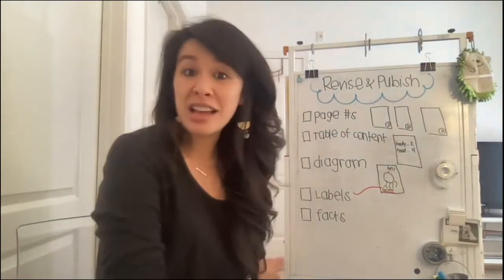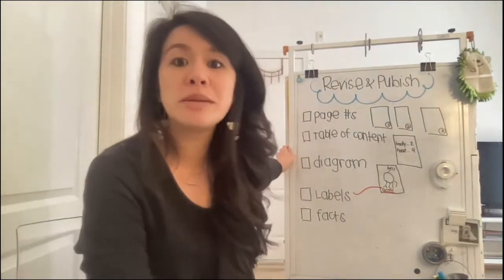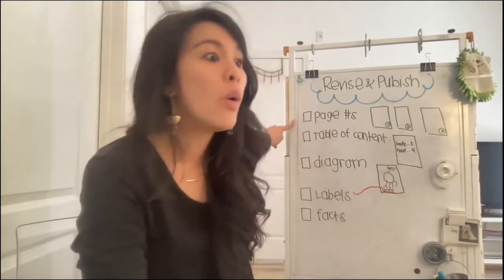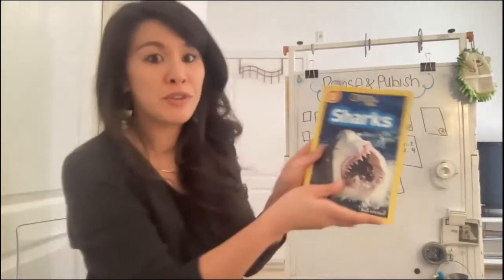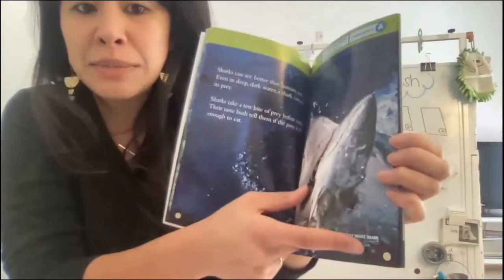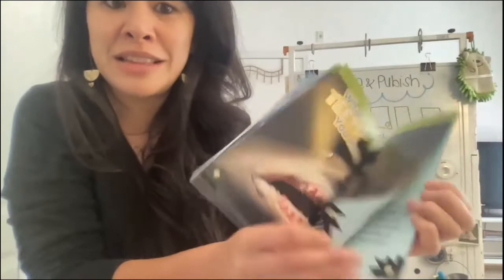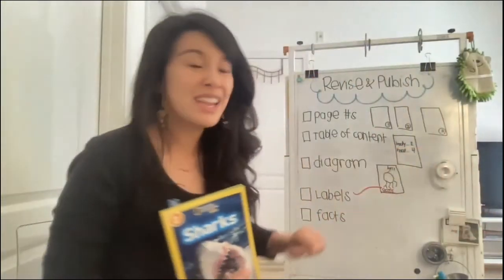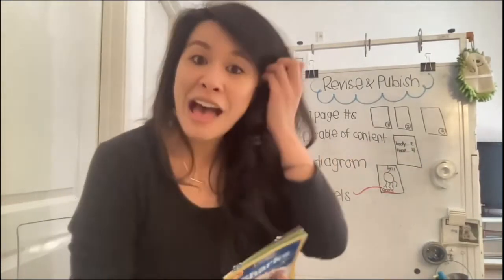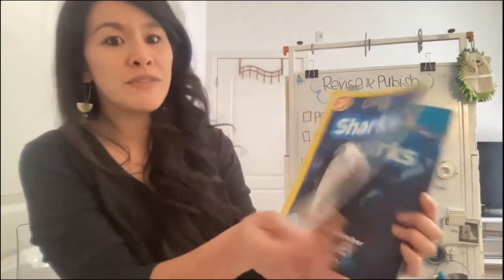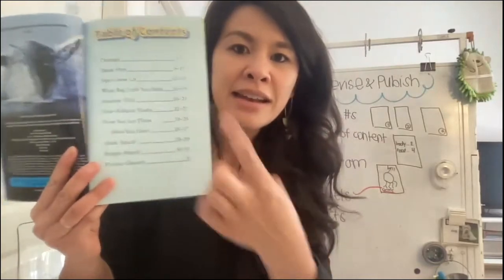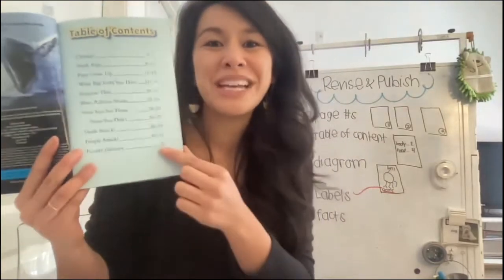So I made a little bit of a checklist for different things that informative books always have. The first thing on my checklist is informative books always have page numbers. If you look at my shark book right here, every single page has a page number so that the readers can find the information they need. Another thing nonfiction informative books usually have is a table of contents. Here's the title page, and here is the table of contents. This helps the readers find the important information.